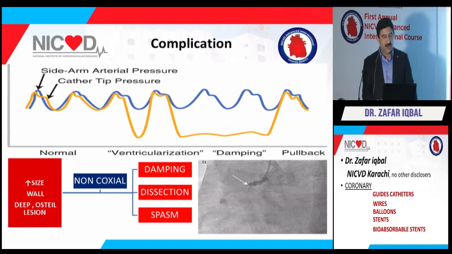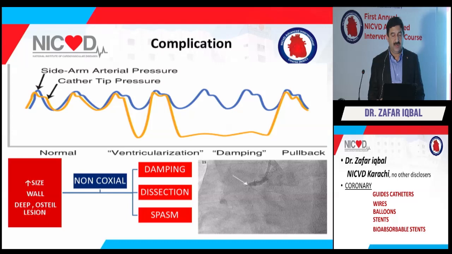Finally, talking about the complications, we should be aware of where the tip of the guide catheter is. And our eyes should always be on the monitor outside for the pressure tracing. If there is a large guide catheter size, or a hostile lesion, or a deep engagement, we usually see this V wave curve, called ventricularization, and the flat curve in the yellow, which is damping. So if that occurs, one should be aware of it and do something about it. Basically, that can be avoided by pulling back and again engaging the guide in a coaxial manner.